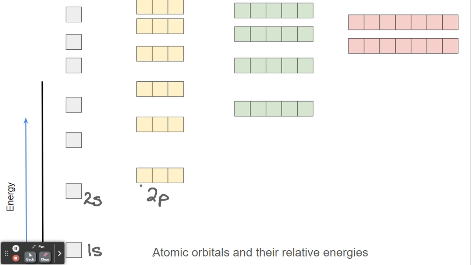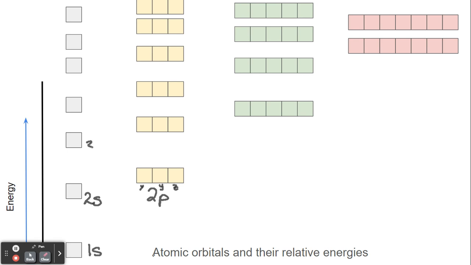There's 3 of them. This would be x, y, and z. 3 different orientations. Remember that each of these can have 2 electrons in them. So 2s can have 2, and 2p can have 2, 4, 6 electrons total. So when n is equal to 2, there are 8 possible electrons that can fill that shell.